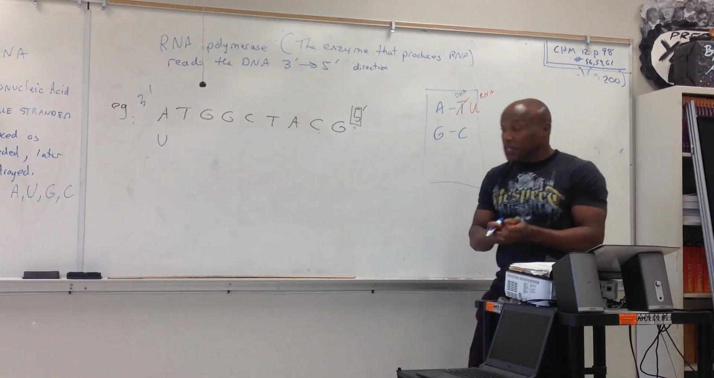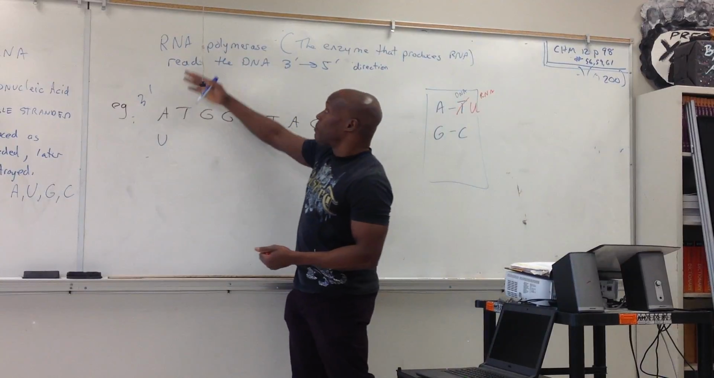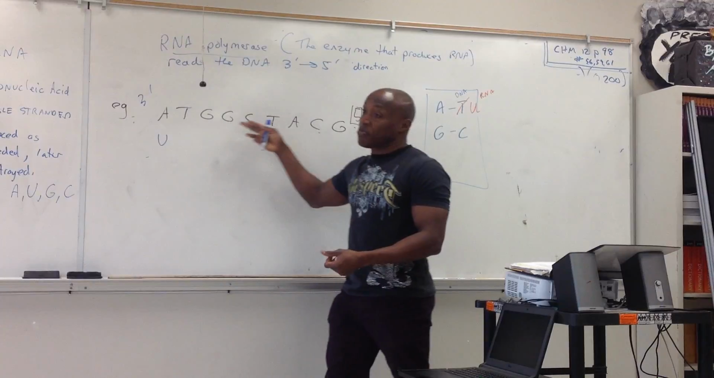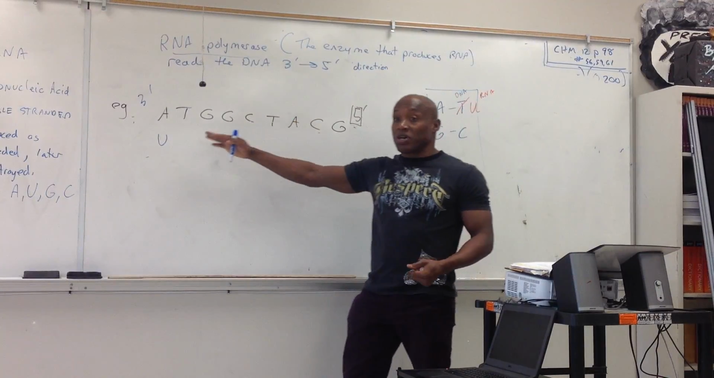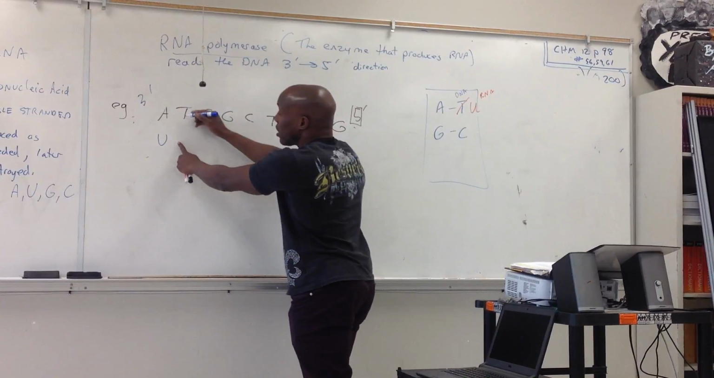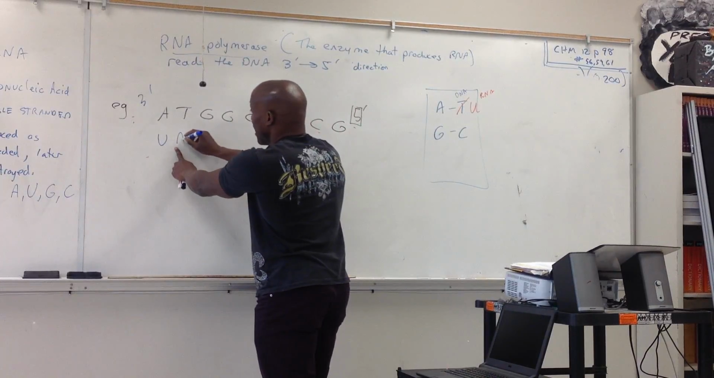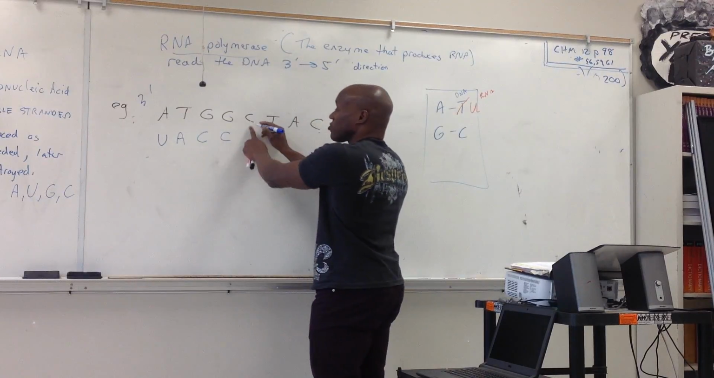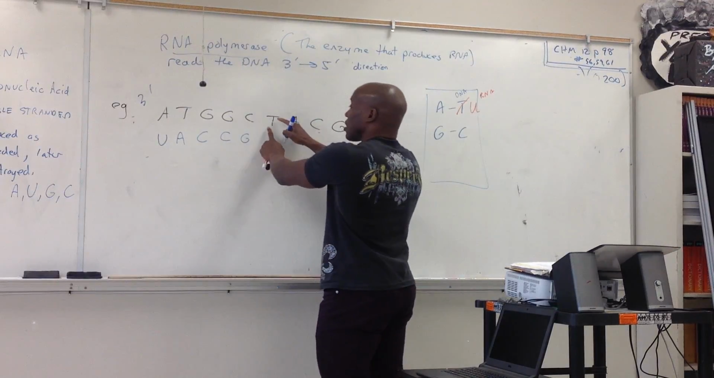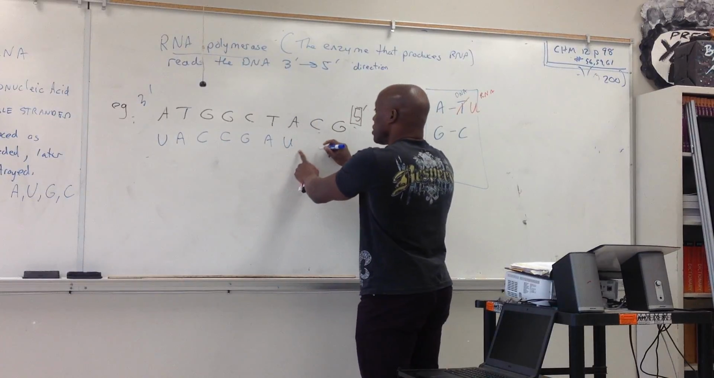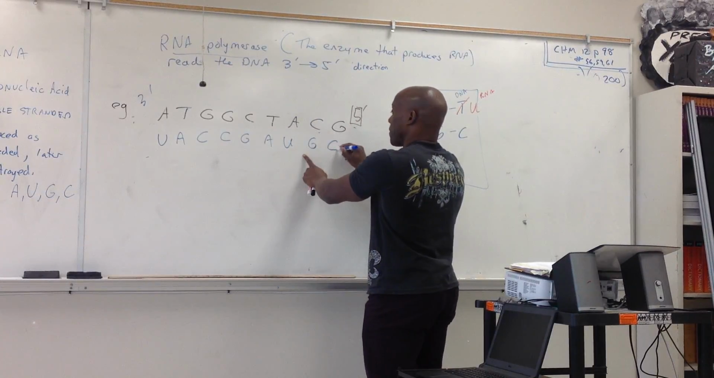Okay? So now the RNA polymerase, this enzyme, begins to read the DNA. It reads at 3' to 5', and it puts the bases in place. So across from the A, it puts a U. Across from the T, it puts an A. Across from the G, it puts a C. Across from the C, it puts a G. Across from the T, it puts another A. Across from the A, it puts a U, and so on.